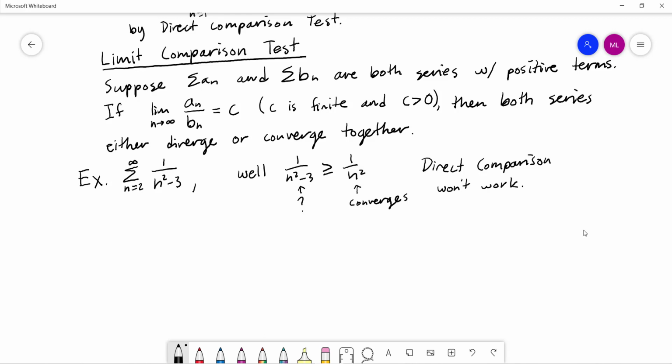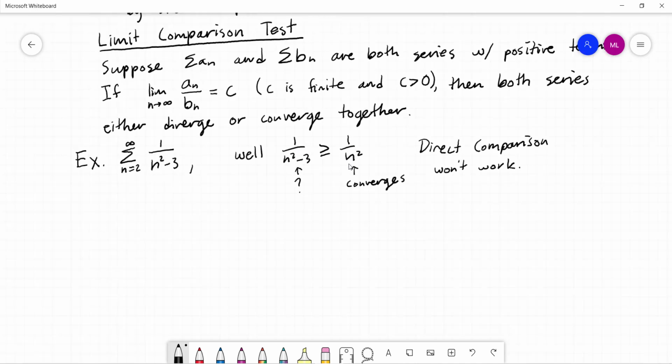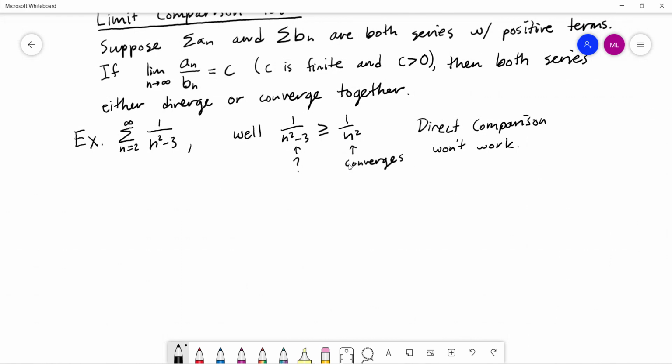But just because direct comparison doesn't work doesn't mean that the behavior should really be that fundamentally different. They still look like they're going to have very similar behaviors. And so we can verify that using a limit comparison test. So let's compare the limit of this a sub n. So if we call this our a sub n, and let our b sub n be the one that we know converges, right? This converges by p series.